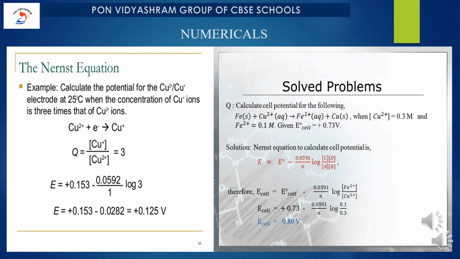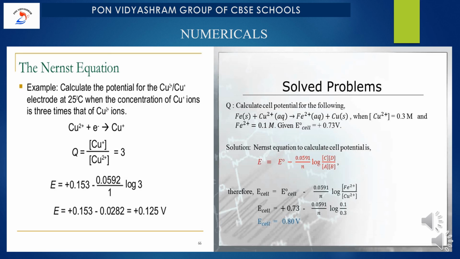Now, note down the equation. E is equal to E naught cell minus 0.0591 upon N log of the concentration of product divided by the concentration of reactant. Here, in the concentration of product we are going to consider only ions, because the concentration of a product like Fe or Cu will be considered as 1 mole. Please remember, if it is in solid form, the molarity will be considered as 1 mole. So, no need to include that in the formula.